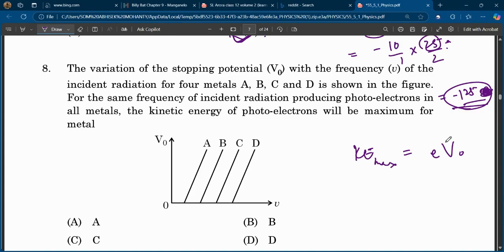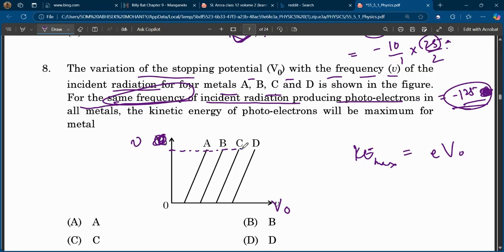Okay, wait. The frequency of incident radiation is the same. See, the frequency is the same, but here I think this one should be V naught, because the frequency is the same for A, B, C, D, which is given in the question. If frequency was on the x-axis, then the stopping potential would be different for A, B, C, D. The frequency is the same for it, so frequency should be on the y-axis.